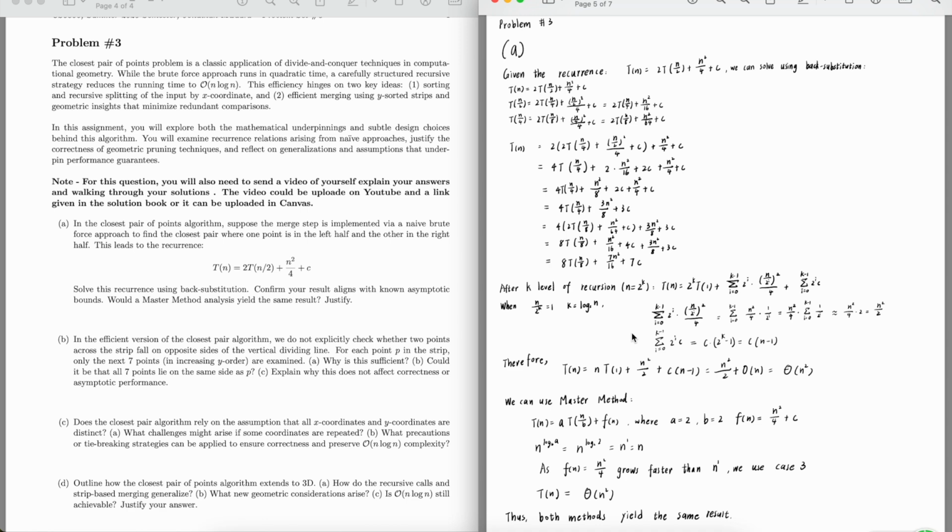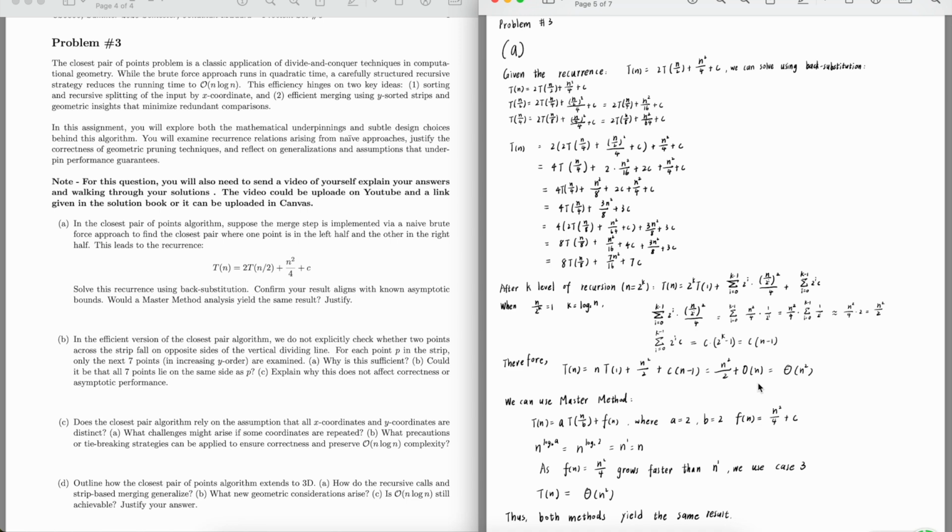And the summation from i = 0 to k−1 of 2^i·c equals c times (2^k − 1), which equals c times (n − 1). So after k levels, where k is log base 2 of n, we get T(n) = n·T(1) + a geometric series that sums to n²/2 + c·(n − 1). This simplifies because each term is half the previous one, giving us the factor of 2. Therefore, the result we get is T(n) = Θ(n²).